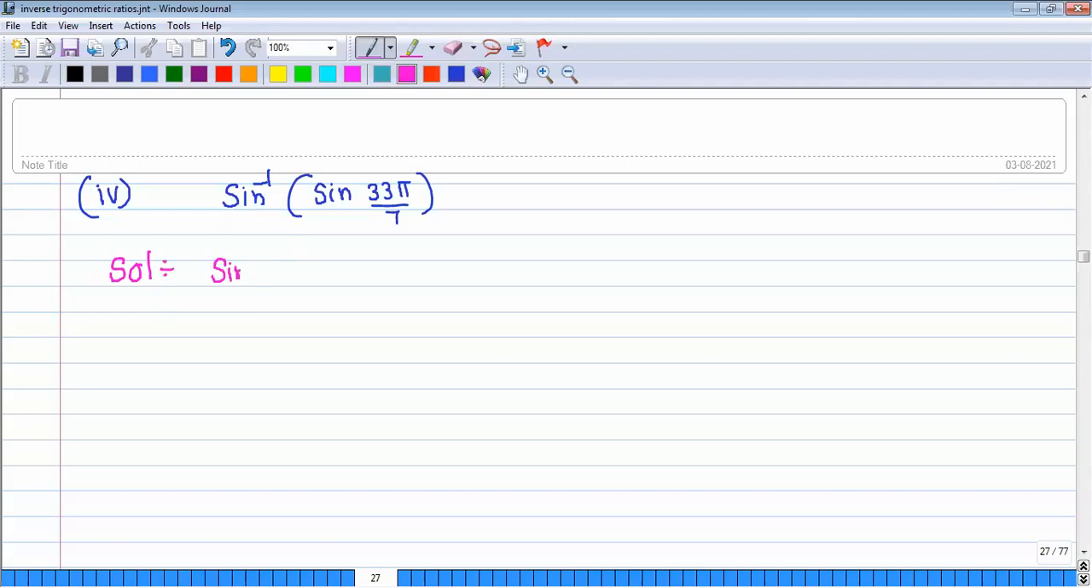Sine inverse of this sine, we can write like this: 2 into 2 pi. That will be how much? 4 pi.